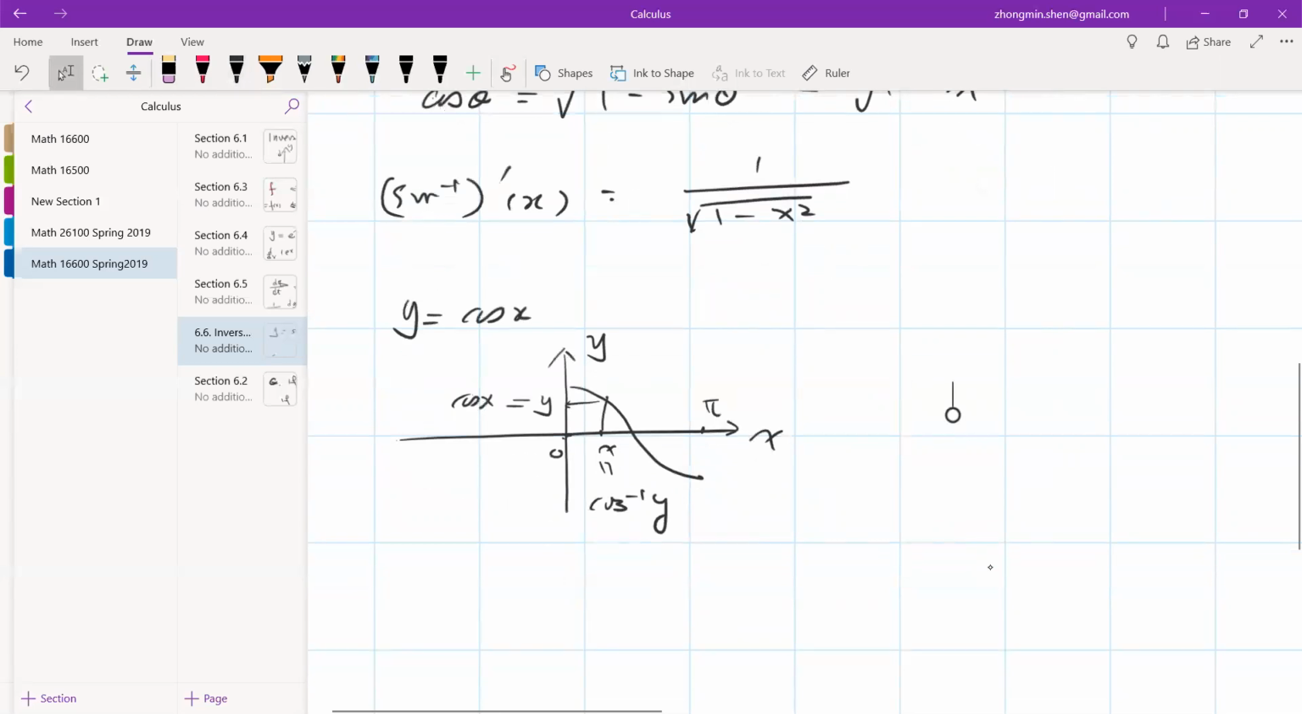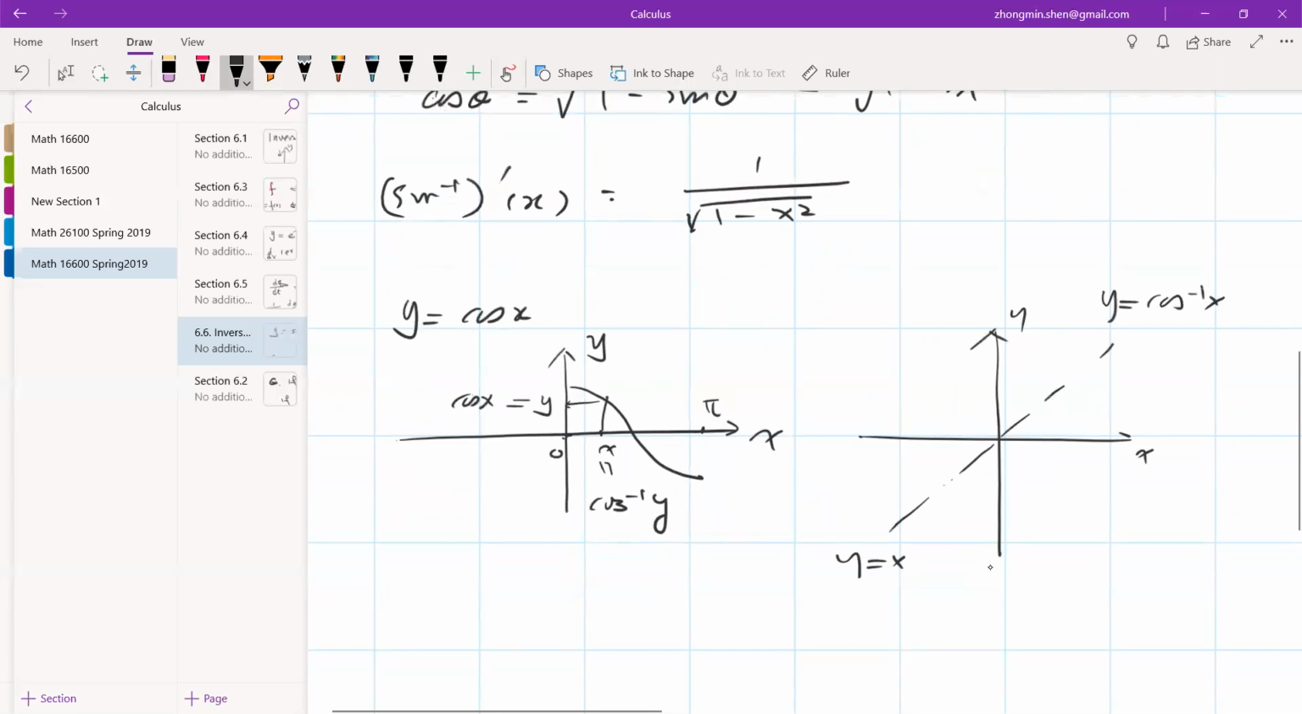But the graph of the arc cosine, y equals arc cosine x, we should get by rotating. Okay, so how can I do that? I'm going to rotate this point. It's harder to draw it. Okay, I think it looks like that.